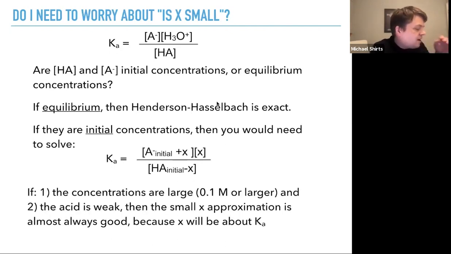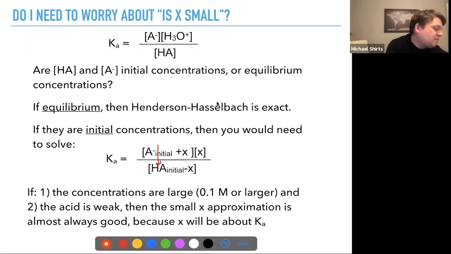However, if the concentrations are fairly large, 0.1 molar or larger, and the acid is weak, then the small x approximation is almost always good. Why? Because, assuming these are about equal, then these will more or less cancel out and Ka will be roughly equal to x. It might be 2 times Ka or half of Ka, but as long as Ka is small compared to this, it's generally a good approximation to assume that x is small.